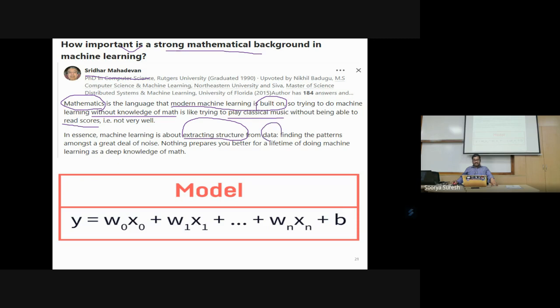Data is the starting point. From the data, you need to extract the structure, like finding patterns, hidden patterns, correlations, etc. The data may contain a great deal of noise, a great deal of missing values, unfit values. Nothing prepares you better for a lifetime of doing machine learning than a deep knowledge of math.